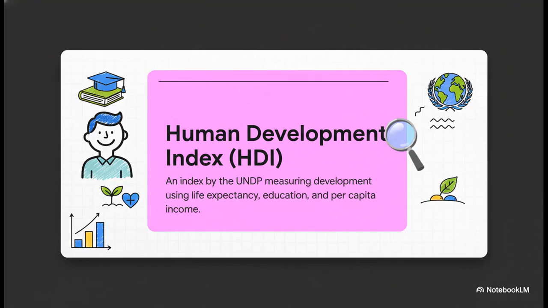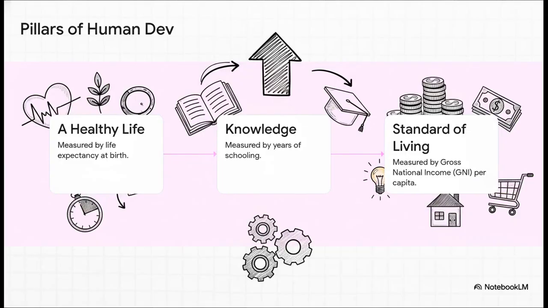So what is this HDI? HDI stands for Human Development Index. It's a report published by the United Nations Development Program, or UNDP. The main idea behind HDI is to measure development by looking not just at income, but also at other very important aspects of human life, like health and education. The HDI is built on 3 basic pillars. Let's go through them one by one.